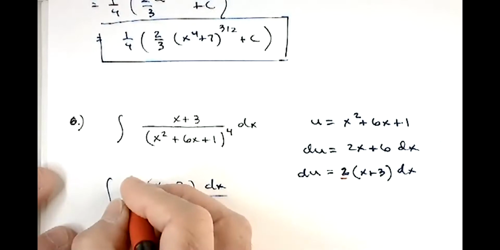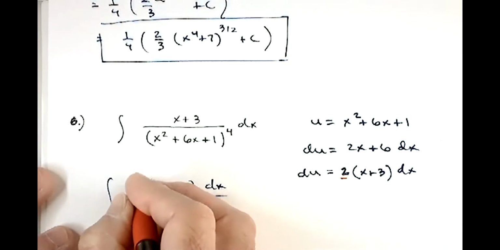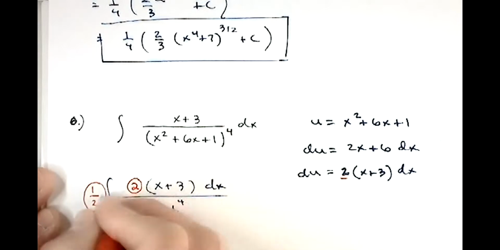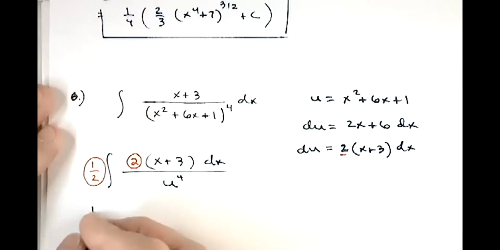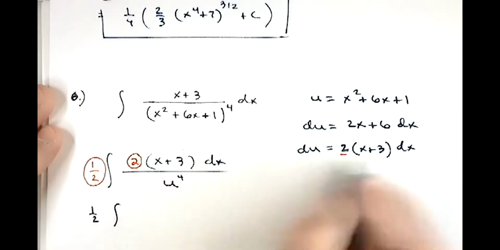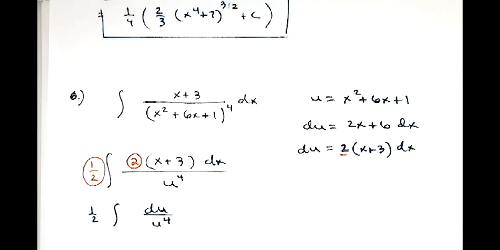I want to wish for a 2. So I'm going to put my 2 there. I'm going to circle it just to emphasize that I put that there. And I'm going to compensate outside with the reciprocal of that, the 1/2, so that the net effect is only 1. The 1/2 stays there. This whole entire numerator now I can just exchange in for du. And I have 1/2 du over u to the 4th.